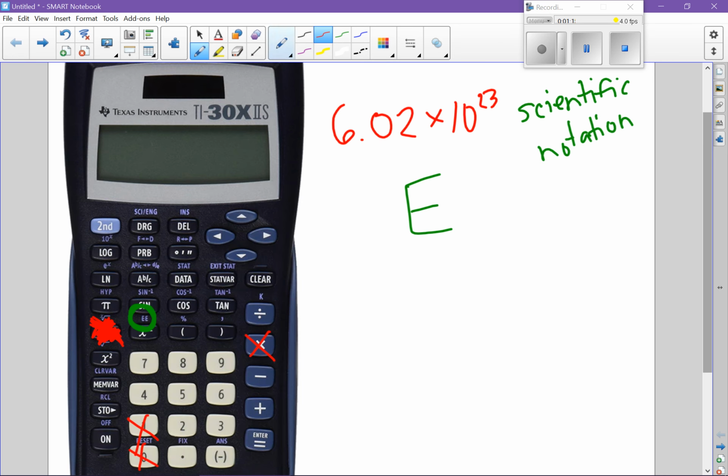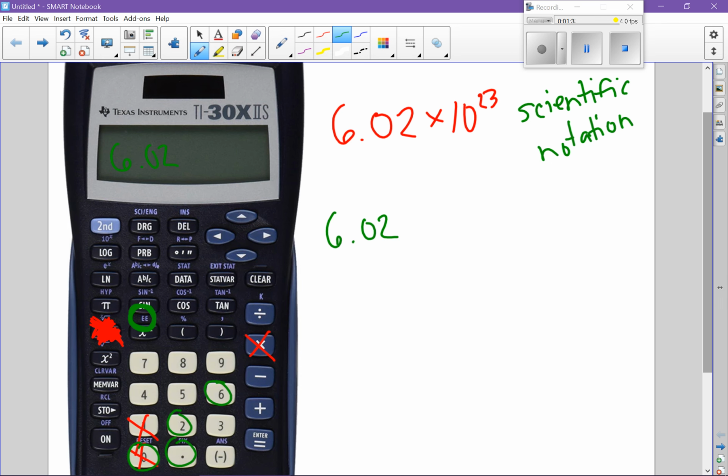So what's going to happen when I want to put this number into the calculator, I'm going to use the E. So here's what I'm going to do instead. I'm still going to type in 6.02 regularly, right? You still have to put the numbers in. So I'm going to push 6.02. That's fine. So my screen will look like this.